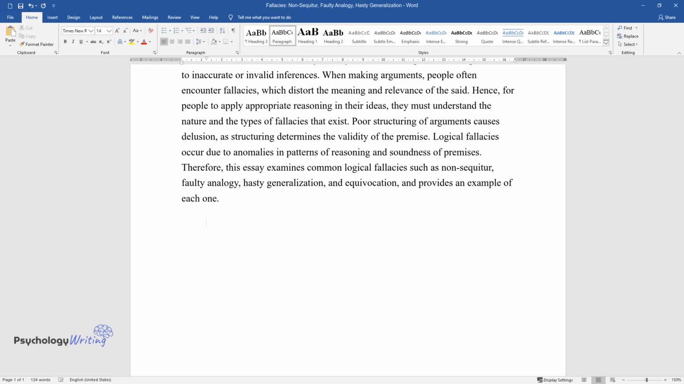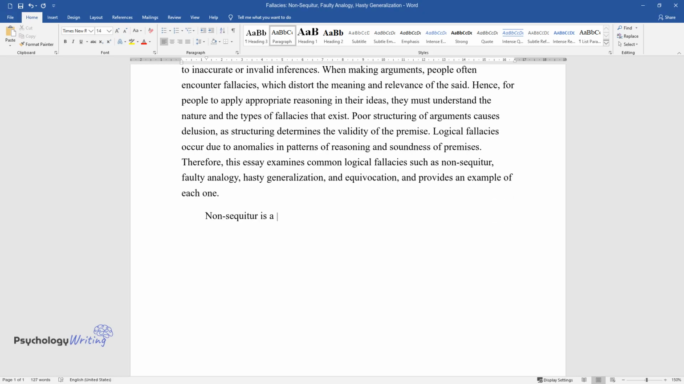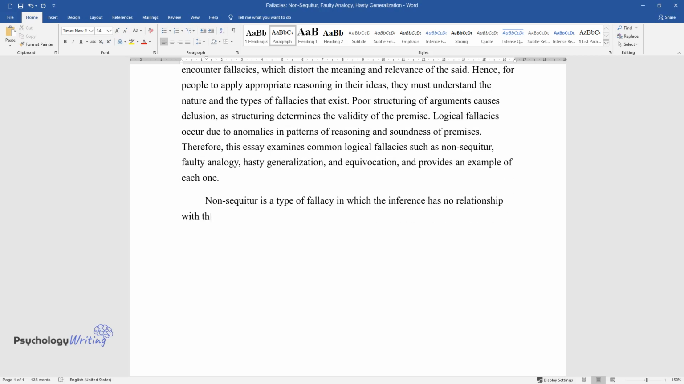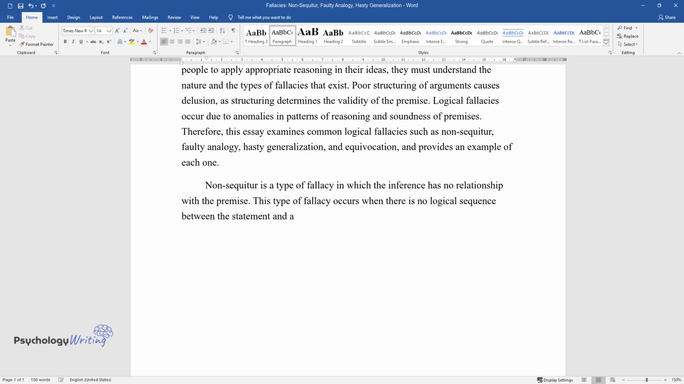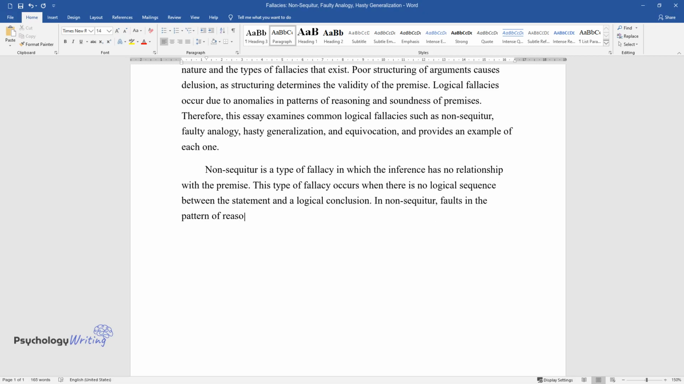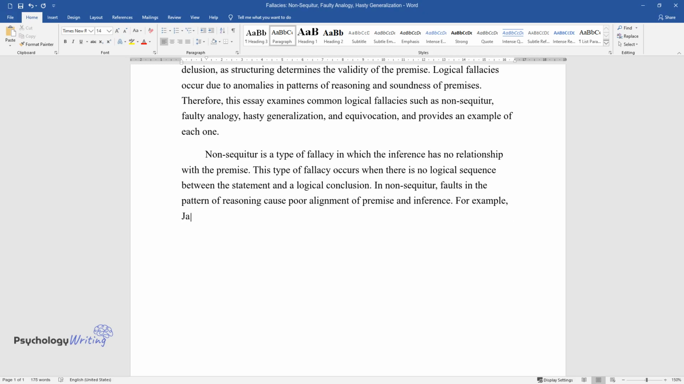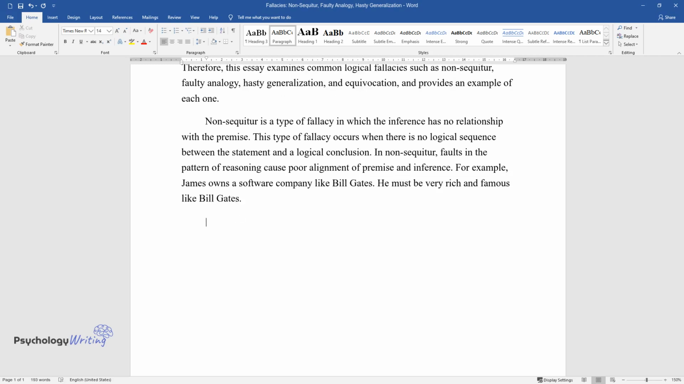example of each one. Non sequitur is a type of fallacy in which the inference has no relationship with the premise. This type of fallacy occurs when there is no logical sequence between the statement and a logical conclusion. In non sequitur, faults in the pattern of reasoning cause poor alignment of premise and inference. For example, James owns a software company like Bill Gates. He must be very rich and famous like Bill Gates.